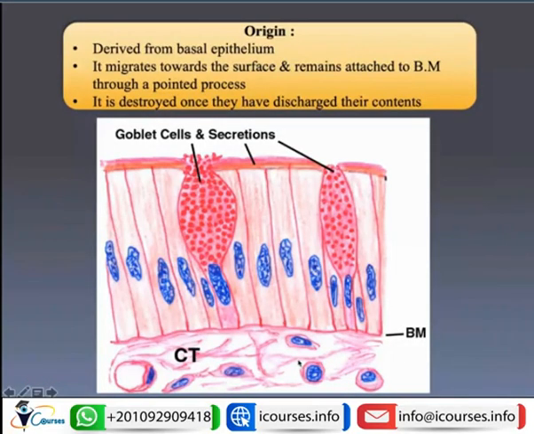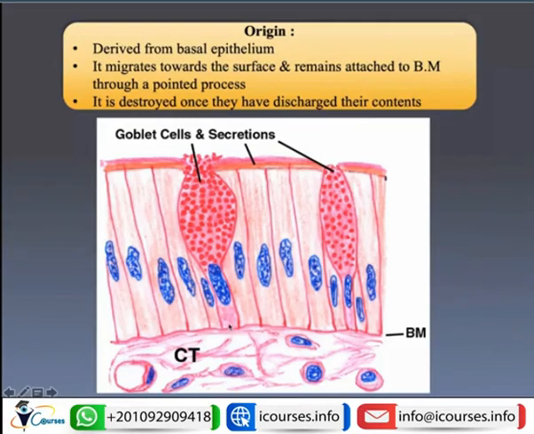So this is the structure of the conjunctiva. You can see that this is the epithelium resting on a basement membrane, and underneath the epithelium there will be the stroma or the substantia propria. So the goblet cells are basically present between the basal cells. So the basal cells are resting on the basement membrane, and the goblet cells are present between these basal cells, and the tip of the goblet cell is attached to the basement membrane.